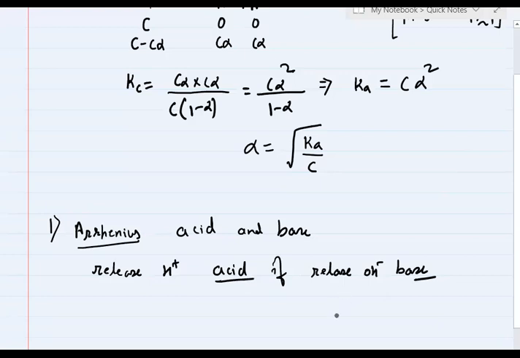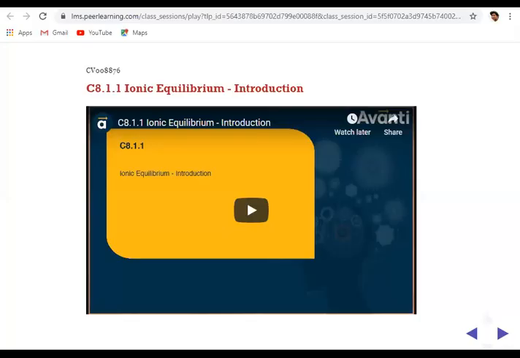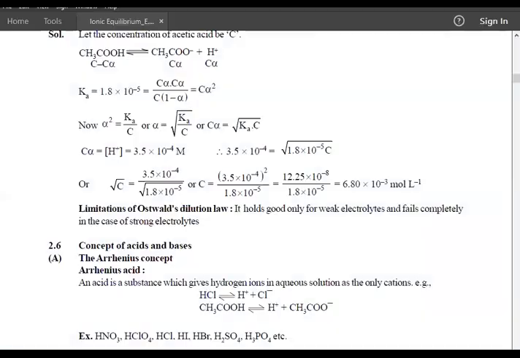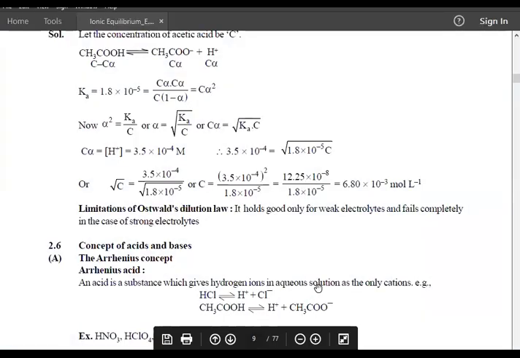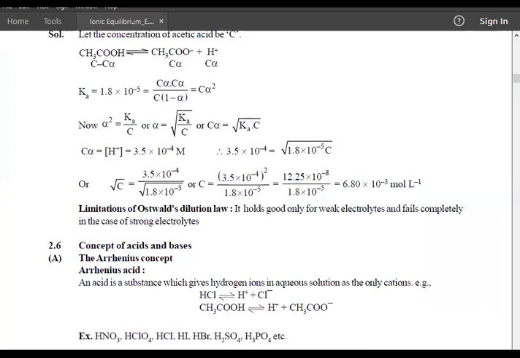So this Arrhenius concept was based on the release of H plus and OH minus. For example, when you talk about HCl or CH3COOH, I can say that these two are releasing H plus on dissociation or ionization. So they are your acid. For example, HNO3, HClO4, HI, HBr, H2SO4, all are acids because they're releasing H plus.